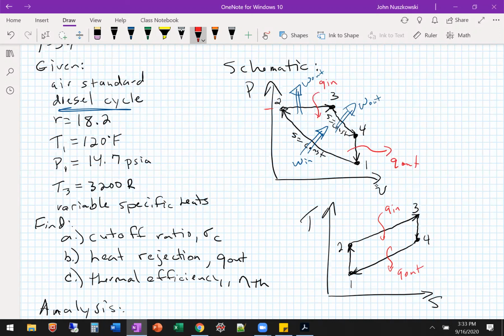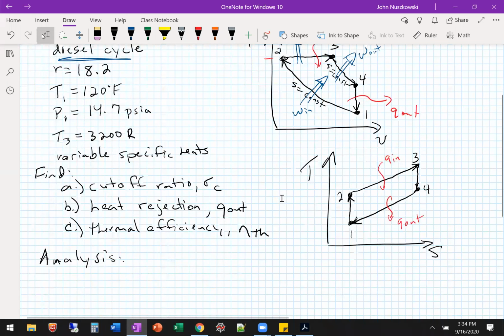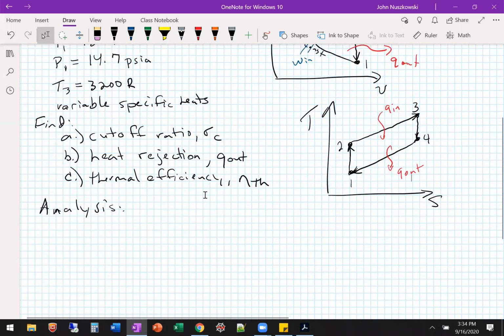And on the TS diagram, it's very easy to see where the heat transfer is, right? Anytime you have a change in entropy, you have a heat transfer. You add heat, you're going left to right. You reject heat, you're going right to left, because you're decreasing entropy when you reject heat, increasing entropy when you're adding heat. All right, so now we have a really good idea of what this diesel cycle is, so we can analyze it, okay?